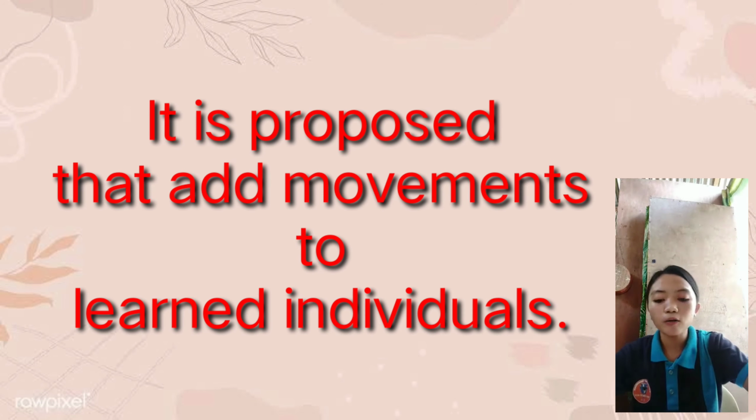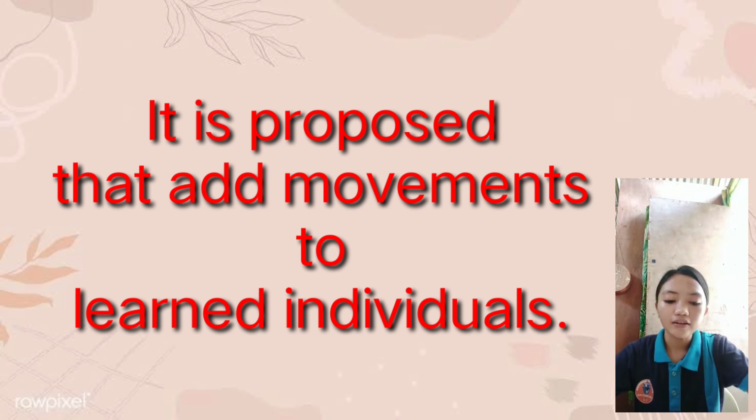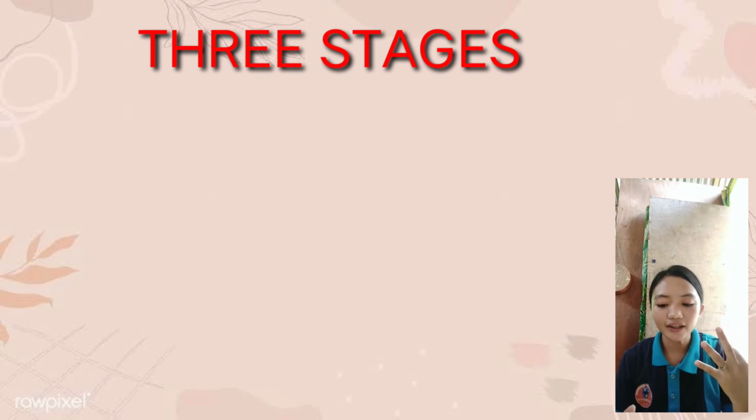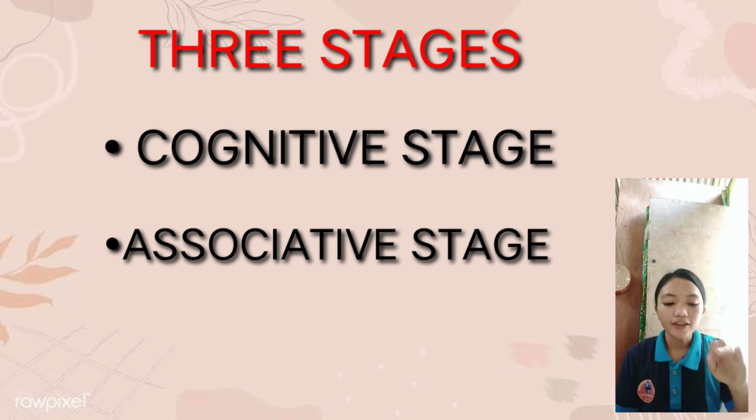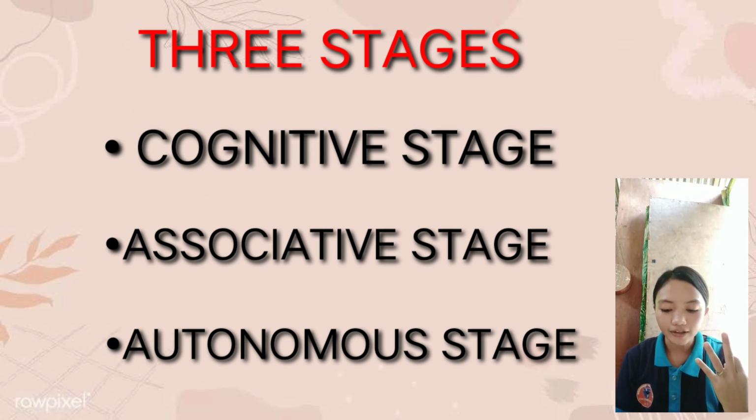It is proposed that as we learn movements, individuals gradually progress through the three stages. First is the cognitive stage. Again, first is the cognitive stage. Second is the associative stage. Third is the autonomous stage.